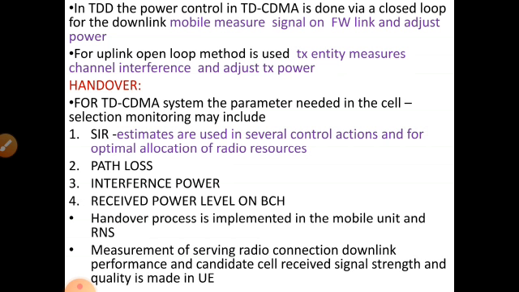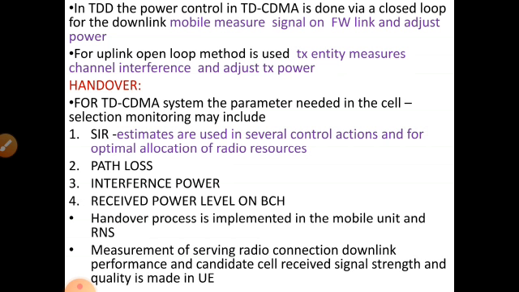What is the meaning of open loop? The transmission structure measures the channel interference, that is channel disturbance. Based upon the channel interference, it adjusts the transmission power. That is the open loop.